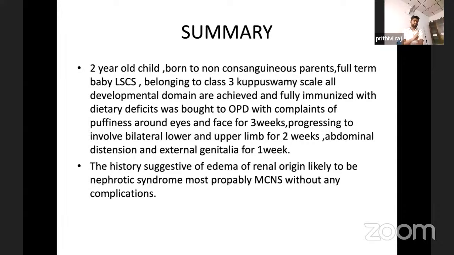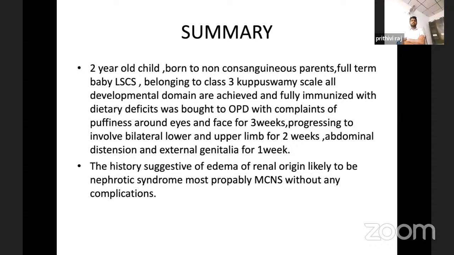So you told the edema is because of renal origin. It's because of nephrotic syndrome. Most probably MCNS. So how do you say that it is most commonly MCNS? Why could there not be other pathology? Why is it MCNS? In nephrotic syndrome, 80% it will be minimal change nephrotic syndrome.